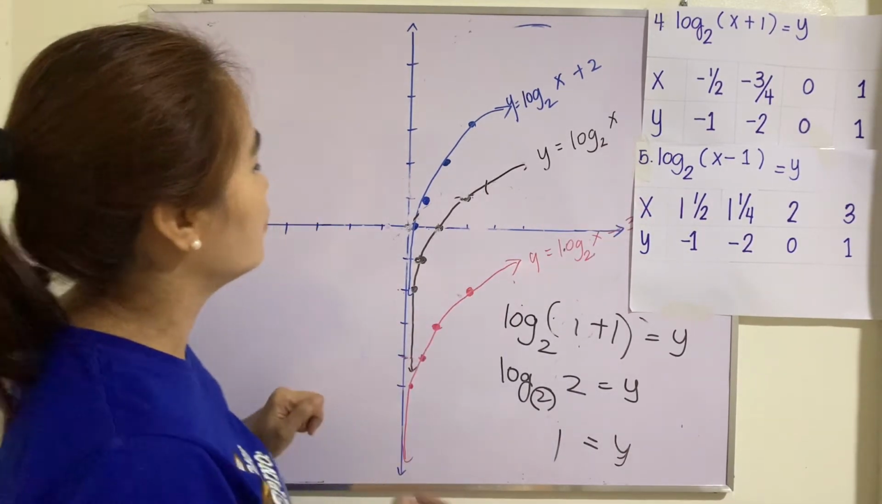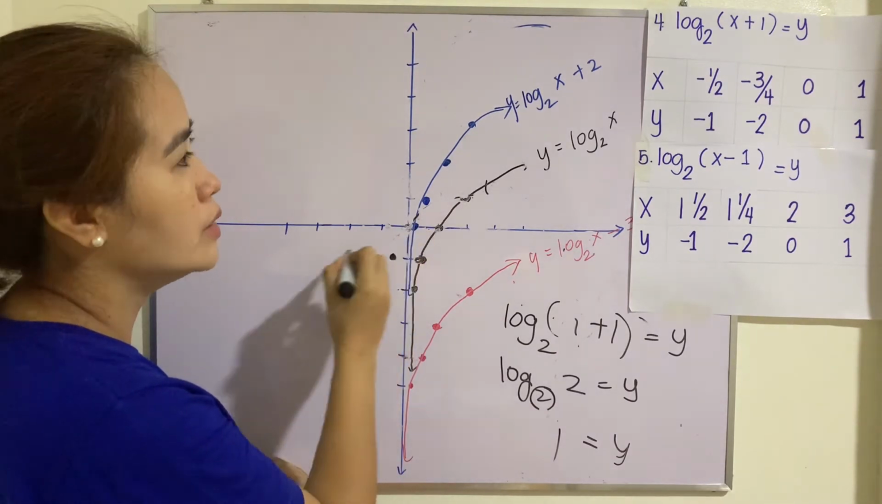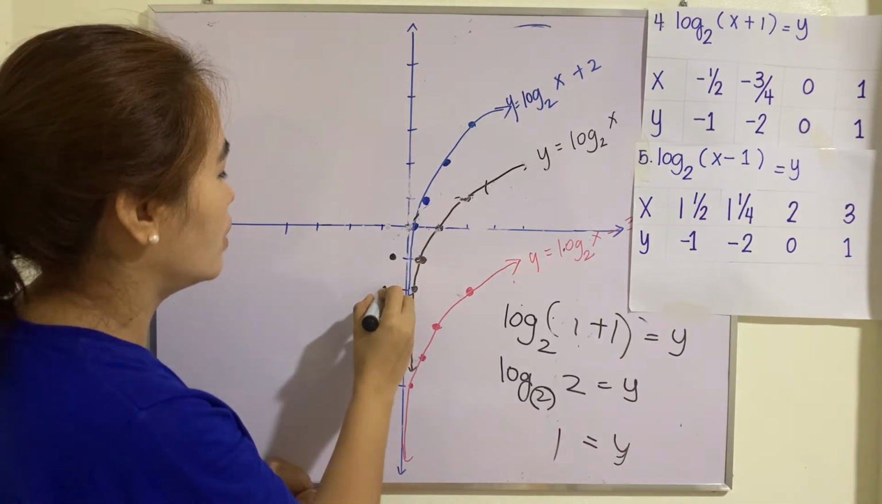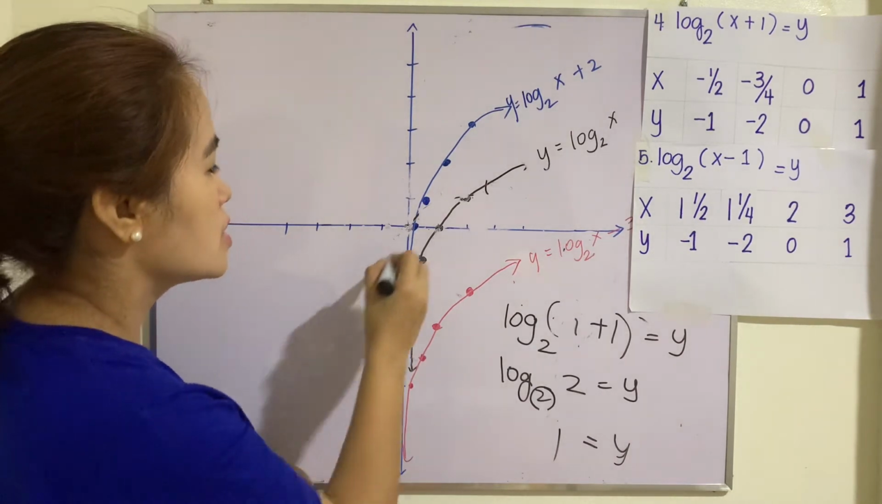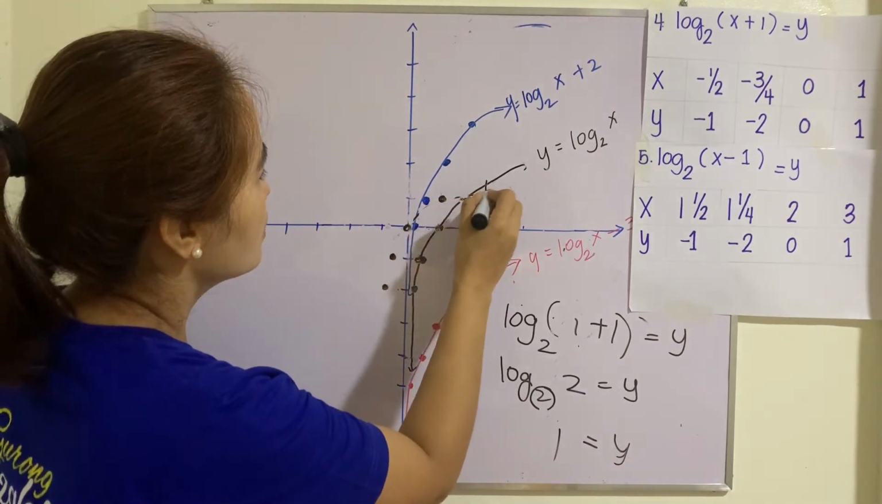Now, let us graph it. We have negative 1/2, negative 1. Negative 3/4, negative 2. 0, 0, and 1, 1. Okay, so this one is the graph.